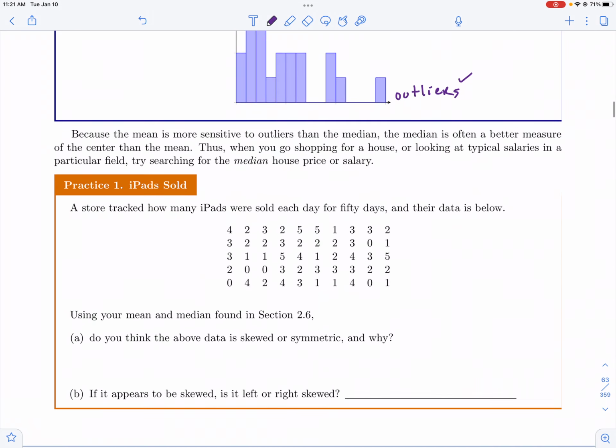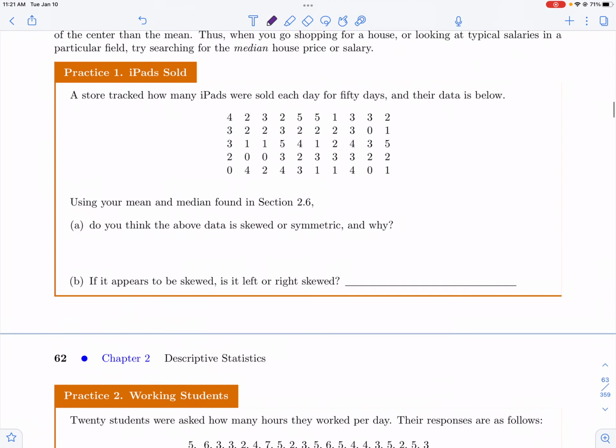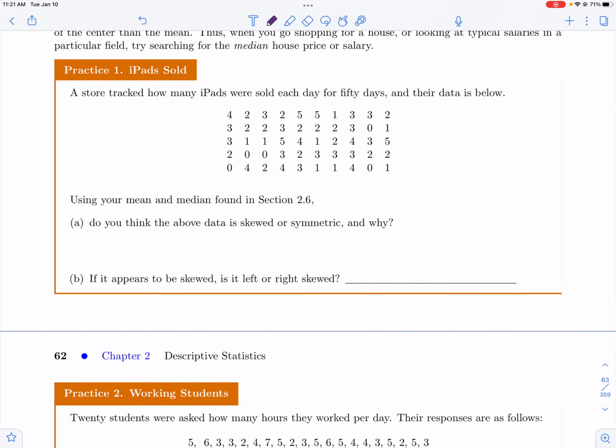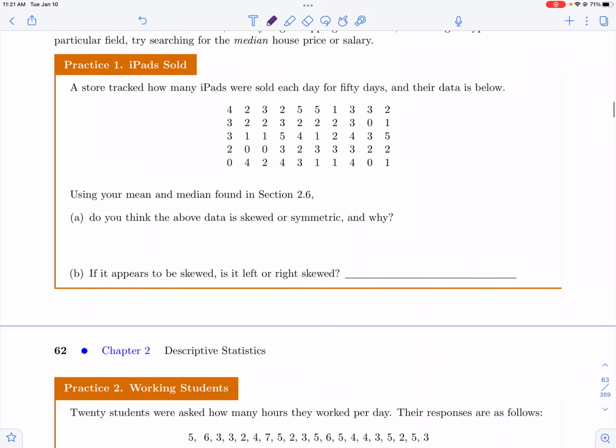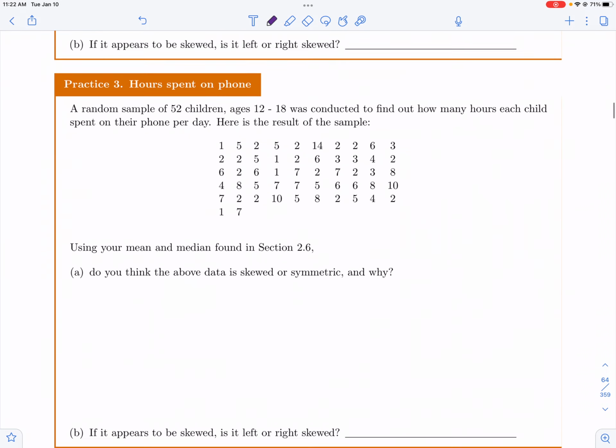So go ahead, try these practice problems. So again, we're going back to the same one, so hopefully you have these all in your list, but technically you've already found the mean and the median anyway, so just kind of copy them over from previous sections.